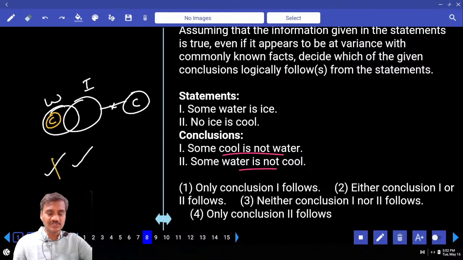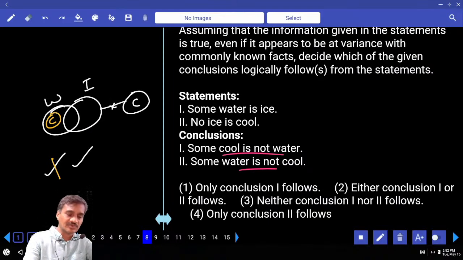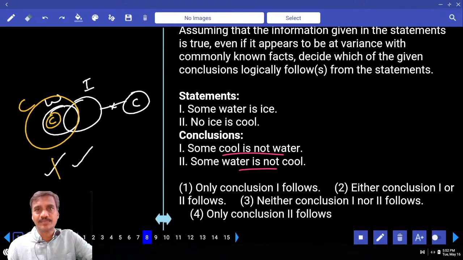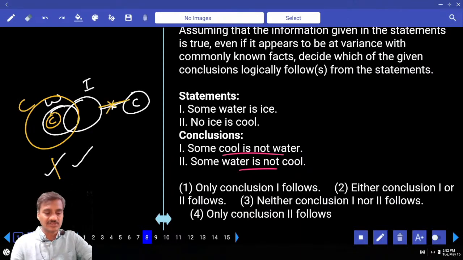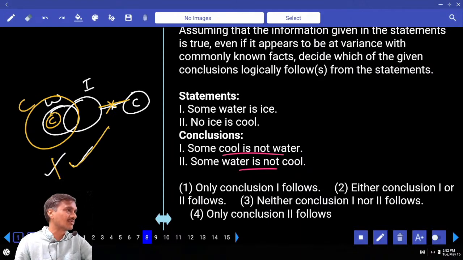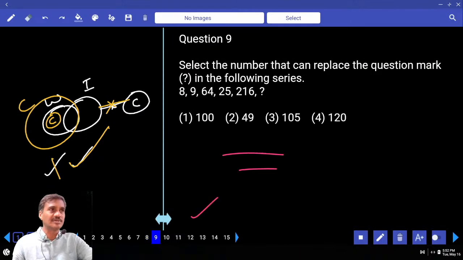And some water is not cool. To make this one false, I need to show all water is cool. Can I draw cool like this? If I draw cool like this, no ice is cool will become false. Hence the second one cannot be false, at least once; only 2 follows, and that is given in choice 4 for question number 8. Then coming to question number 9.